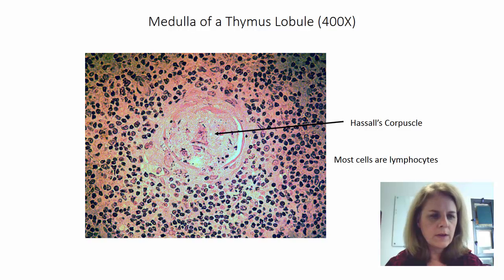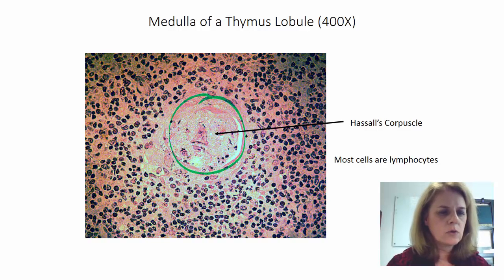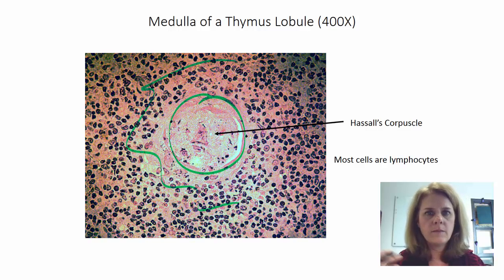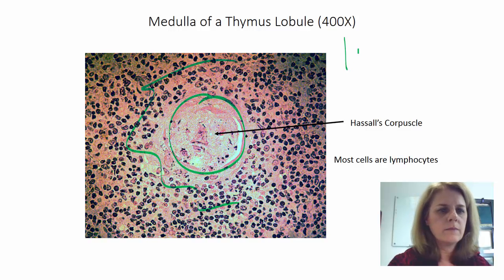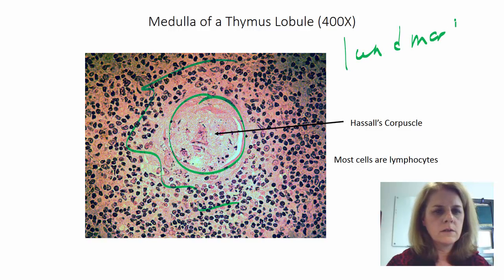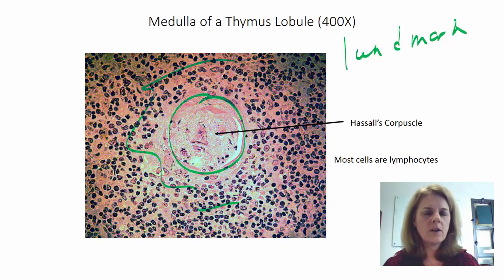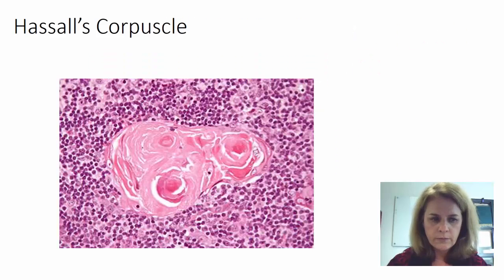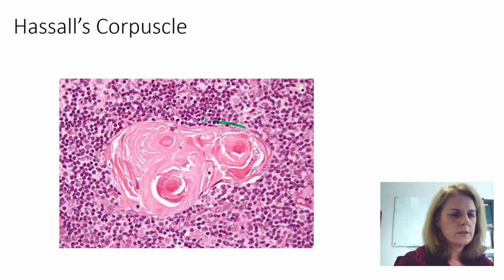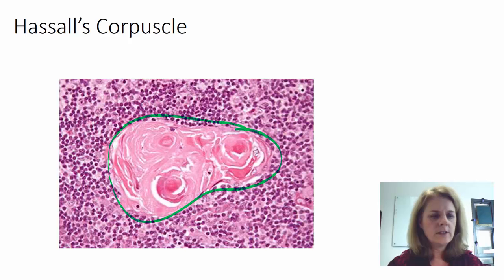So I'm going to zoom in there. It looks like a little swirly hurricane. If you see something that looks like a swirly hurricane, that's going to be a Hassall's corpuscle inside this medulla area. You should be automatically thinking thymus. I call that a landmark. There are going to be some key things you look at: a darkly purple stained lobe with a dark exterior cortex, a light pink interior medulla with these Hassall's corpuscles. And here's one more. Again, I call them the swirly hurricanes. If you see something that looks like a hurricane, then that's a Hassall's corpuscle.